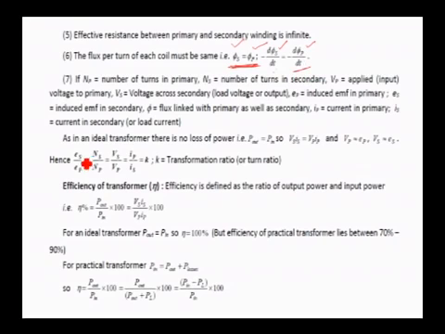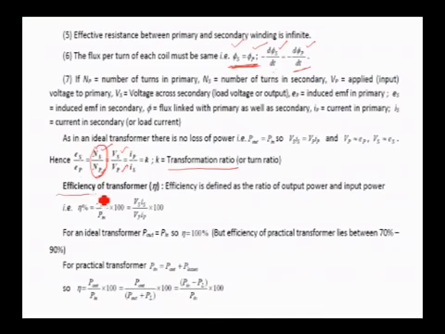So the induced EMF in the secondary and the induced EMF in the primary are given by the ratio of the number of turns in the secondary to the number of turns in the primary. Even you can write ES by EP as also VS by VP. This ratio is called the transformation ratio or turns ratio. NS by NP is ES by EP, or NS by NP is VS by VP.